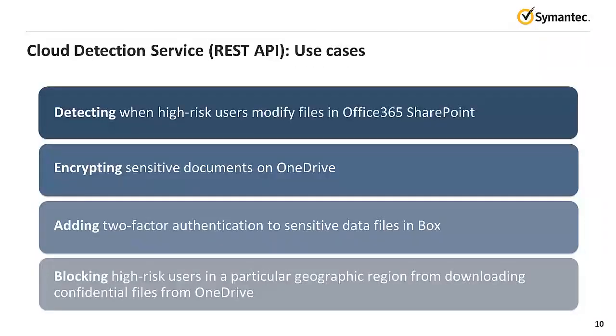Use cases for the Cloud Detection Service and its integration with supported services can include detecting when high-risk users modify files in Office 365 SharePoint, encrypting sensitive documents on OneDrive, adding two-factor authentication to sensitive data files in Box, or blocking high-risk users in a particular geographic location from downloading confidential files from OneDrive. For an overview of Cloud Detection Service architecture and its place in the Symantec DLP suite, please refer to the lesson Overview of Symantec Data Loss Prevention previous in the Symantec DLP Administration course.